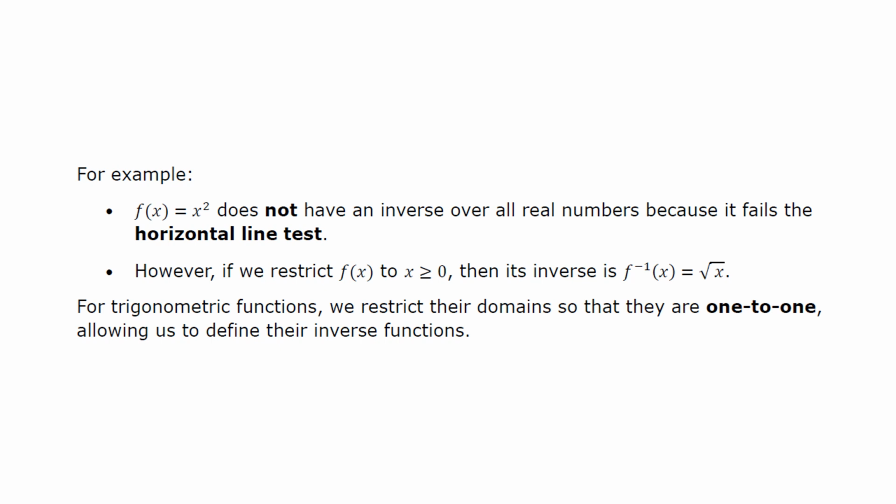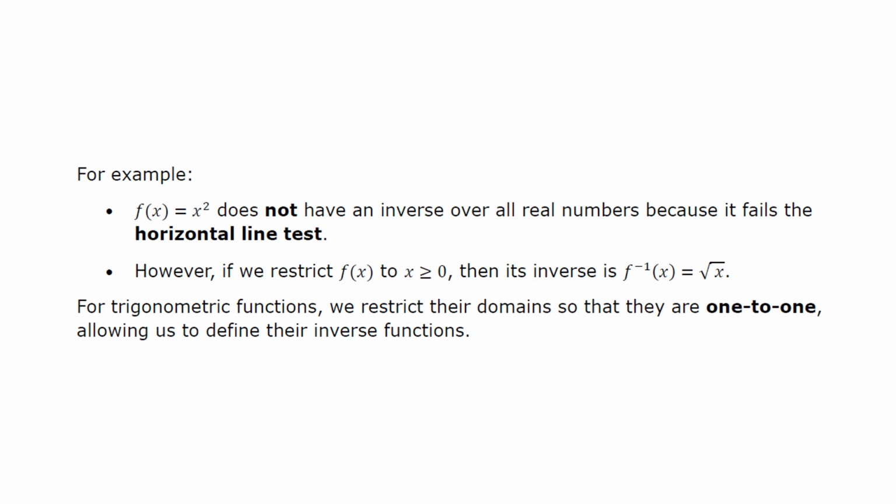So for example, f of x equals x squared does not have an inverse over all real numbers because it fails the horizontal line test. However, if we restrict f of x to x is greater than 0, then its inverse is the inverse of f of x equals the square root of x.